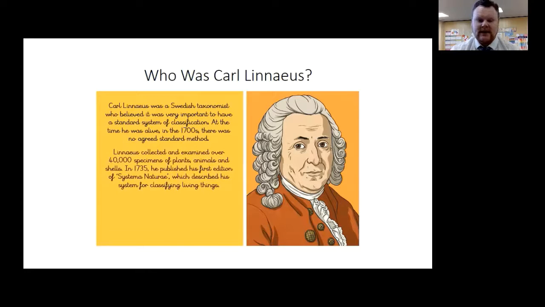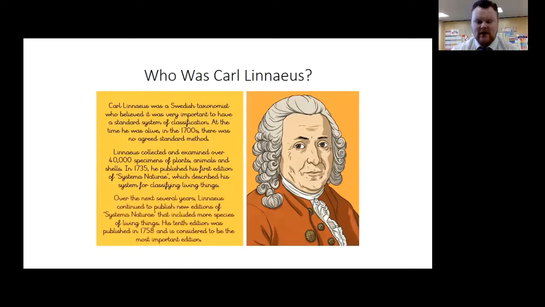Linnaeus collected and examined over 40,000 specimens of plants, animals, and shells. In 1735, he published his first edition of Systema Naturae, which described his system for classifying living things. Over the next several years, Linnaeus continued to publish new editions of Systema Naturae that included more species of living things. His 10th edition was published in 1758 and is considered to be the most important edition.